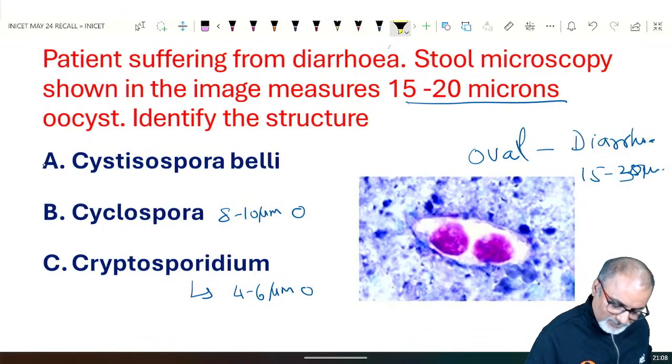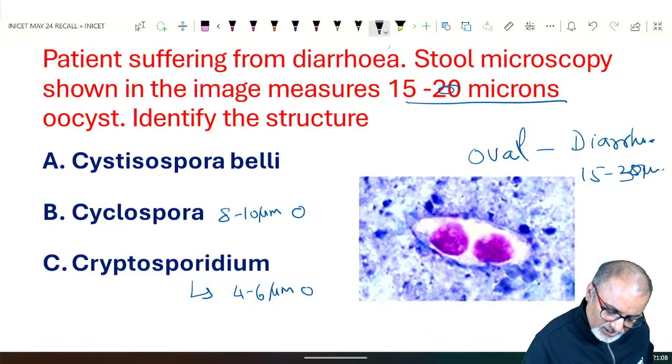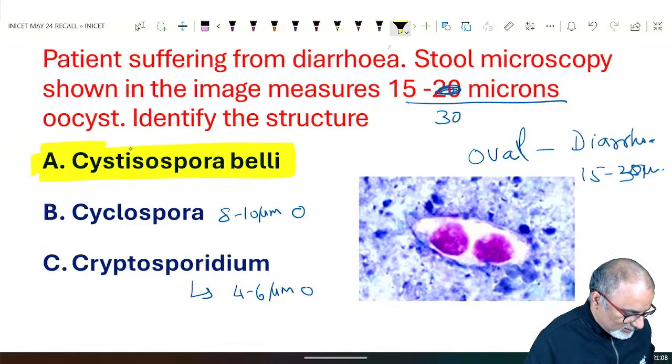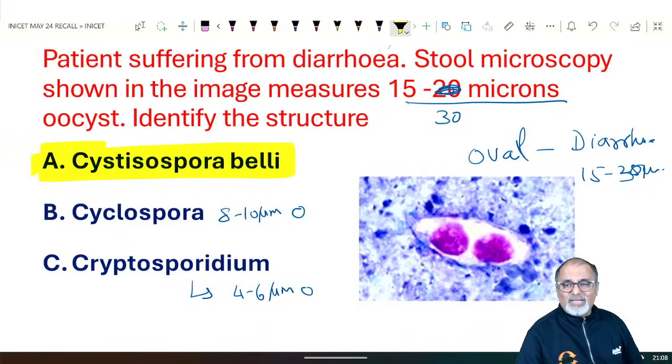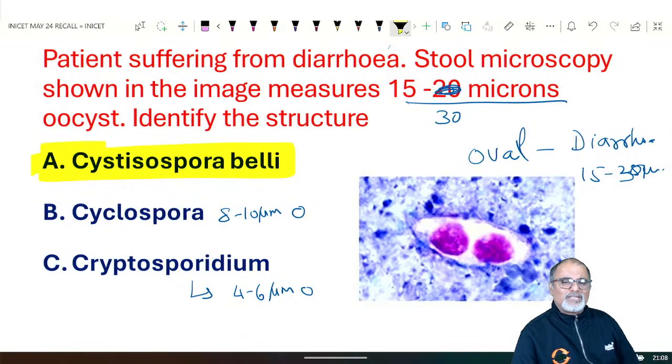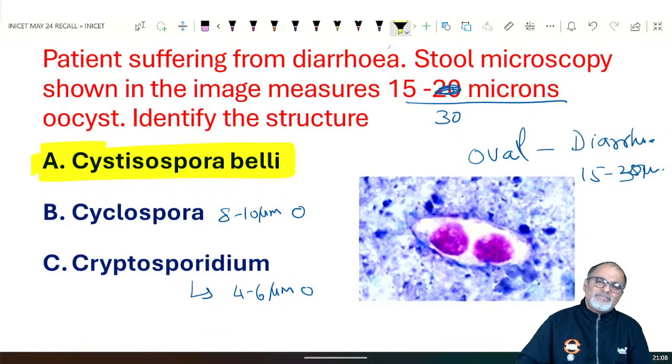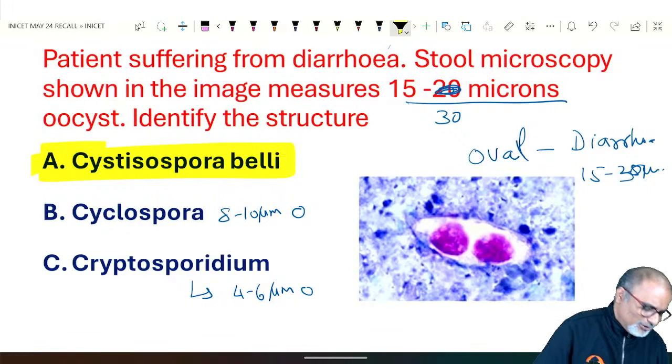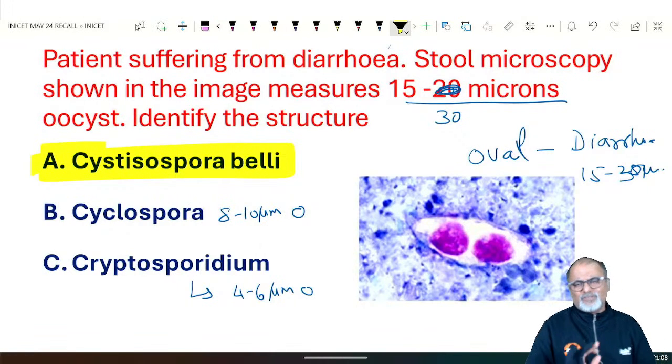Great. 15 to 30. I'll write it as 30. Then the answer will be perfect. Cystoisospora belli, it is Isospora. Cystoisospora belli or Isospora belli, both are correct. Okay. Yes, 30 micrometer. Good. That's all. Oval shape, one and only 30 micrometer. Watery diarrhea, especially in HIV positives. You can think of one question always: we have Cryptosporidium, Cyclospora or Cystoisospora belli. One question always there.